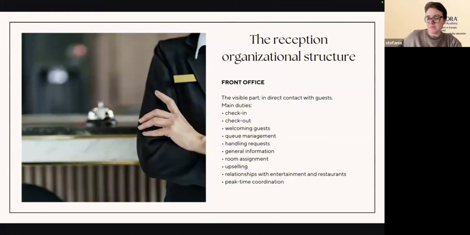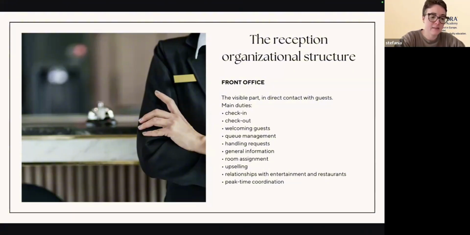Room assignment. So usually when we have a booking center which is taking the reservations, the front office is going to assign the rooms in the PMS, which is the system which is used to manage reservations, and also, if necessary, giving upselling.